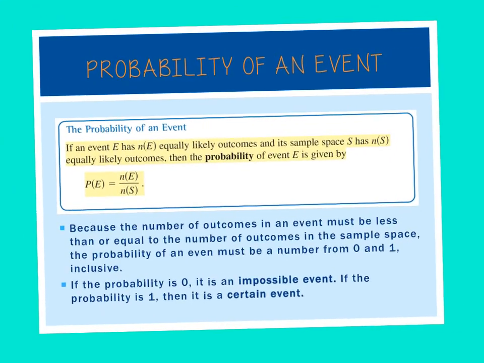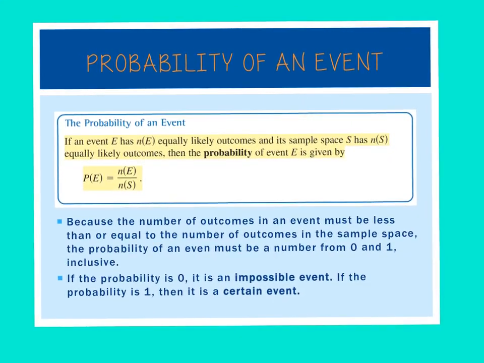Okay, so the probability of an event occurring: if an event E has n(E) equally likely outcomes, and its sample space has n(S) equally likely outcomes, then the probability of event E is the number of outcomes you're trying to get over the total size of the sample space. So if I am flipping a coin twice and I want to get heads both times, there's only one shot of that happening out of the 4 different outcomes. Does that make sense? Okay. The number of outcomes in an event must be less than or equal to the number of outcomes in the sample space. You can't have it happen more times than you're actually having that event.